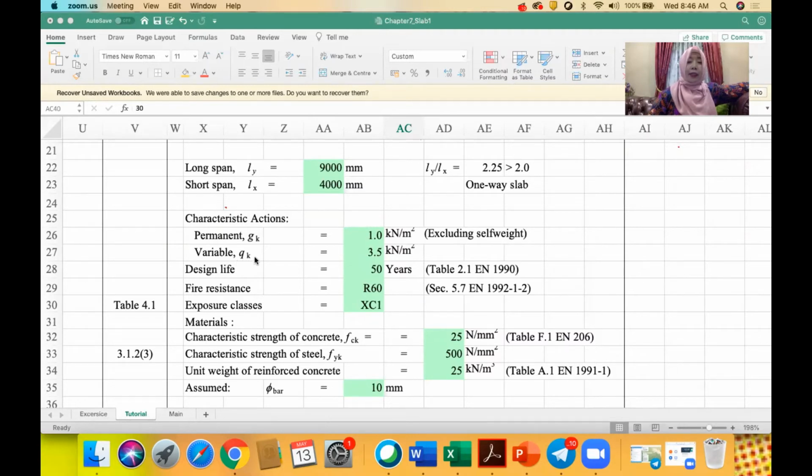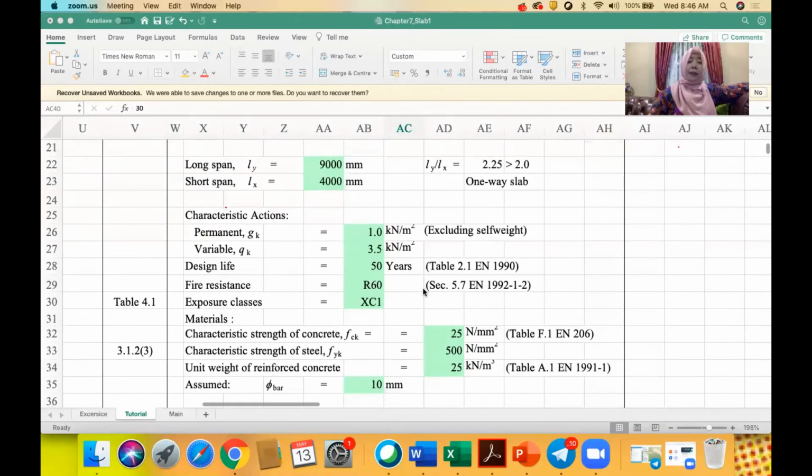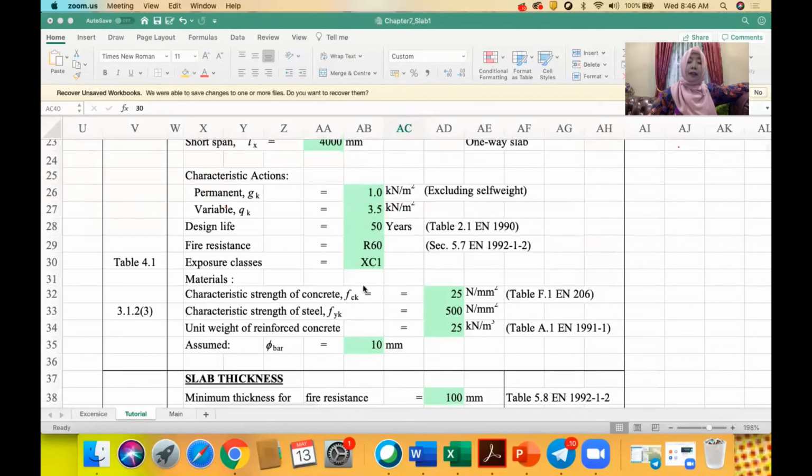Variable Qk is given here. Design life is 50 years. This is a normal building, so it is 50 years. Fire resistance 60 minutes, 1 hour. Exposure class XC1. So for the concrete grade, if you see the table, the minimum is 20. Here we use 25.